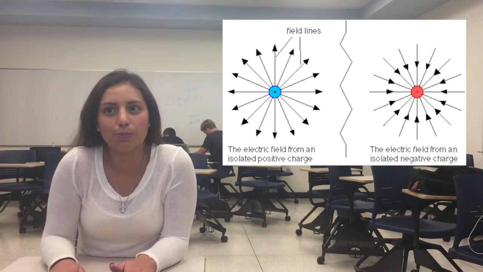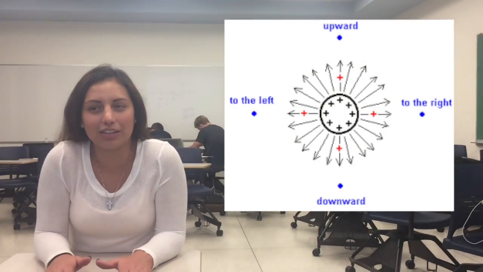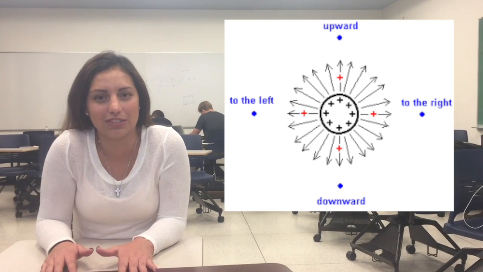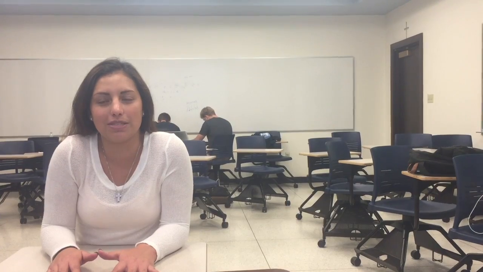Now say another, less powerful charge is in an electric field. How will it react? If this new charge is positive, the force applied by the electric field will be in the same direction as the field it's in. But if this new charge is negative, the force applied by the field will be opposite the direction of the field.